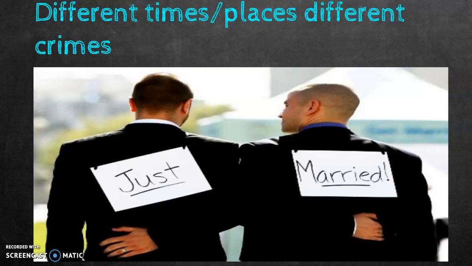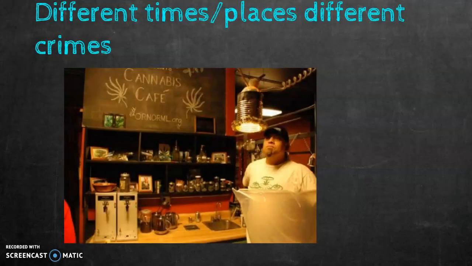Here are some more examples of laws changing between times and places. The first one here is obviously gay marriage. Same-sex marriage was something that was outlawed for many years in Britain. Only recently has it become legal. It used to be a punishable crime for many years across the UK, but it's currently legal. It's changed to legal, and therefore it's a good example of laws changing from time to time and place to place.